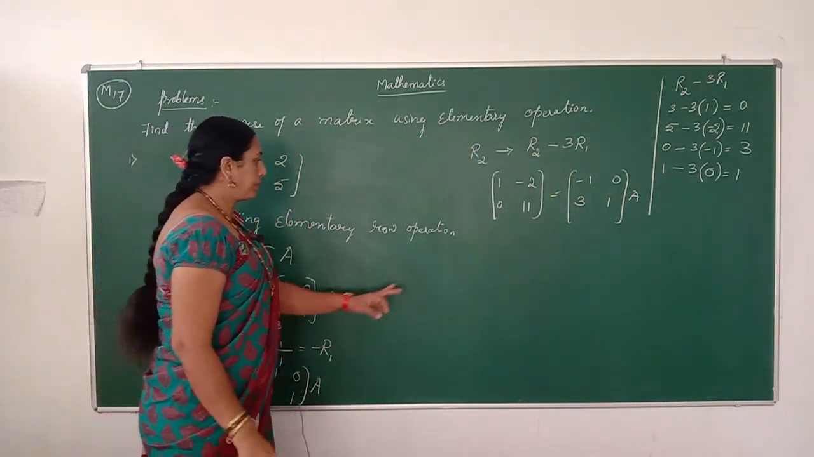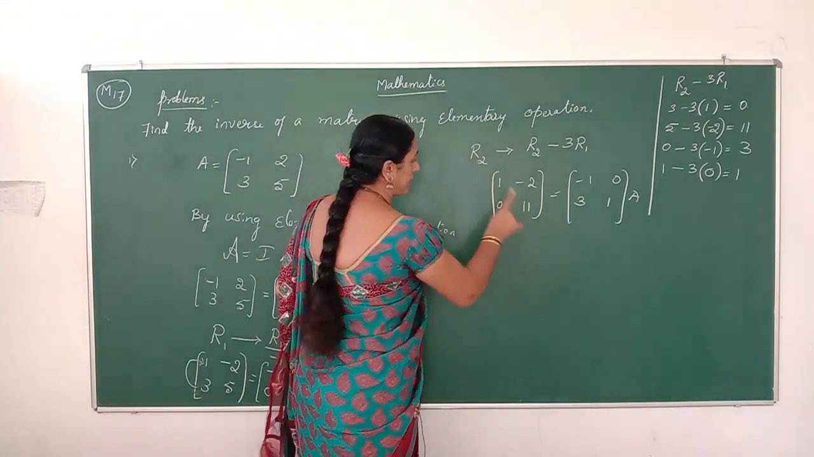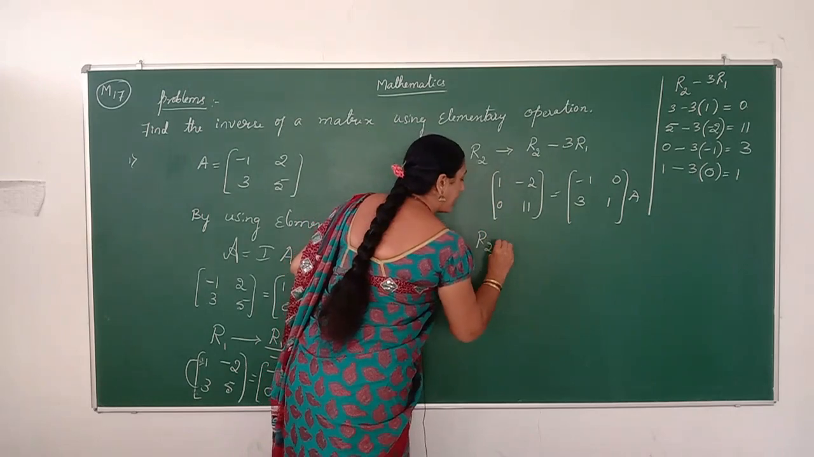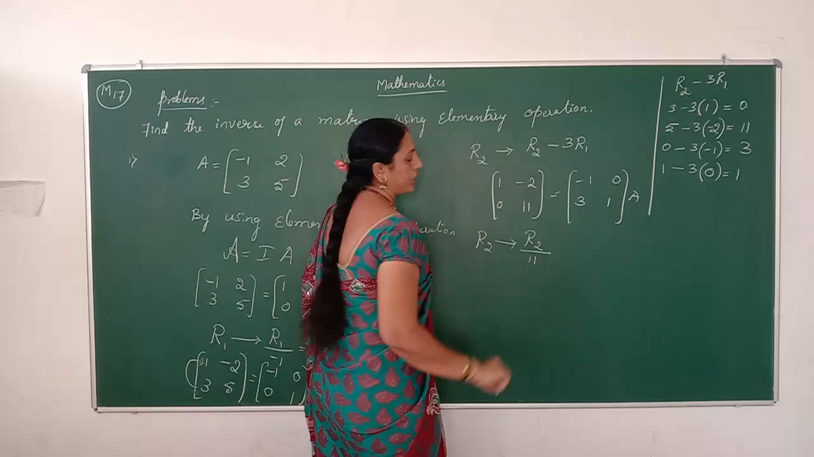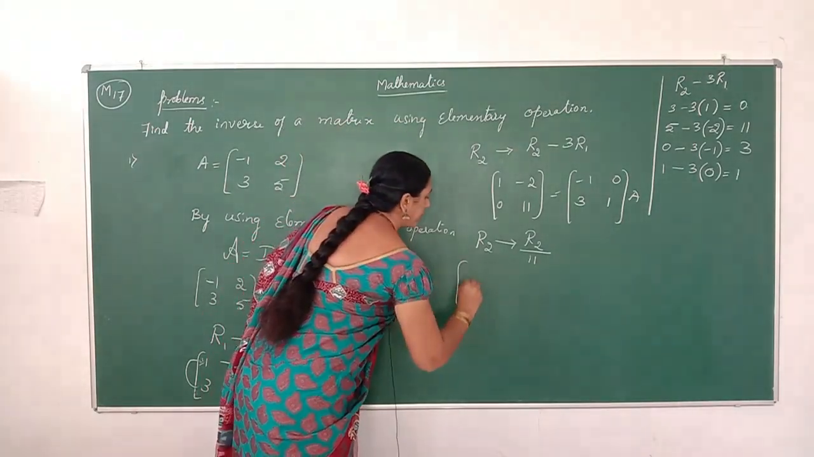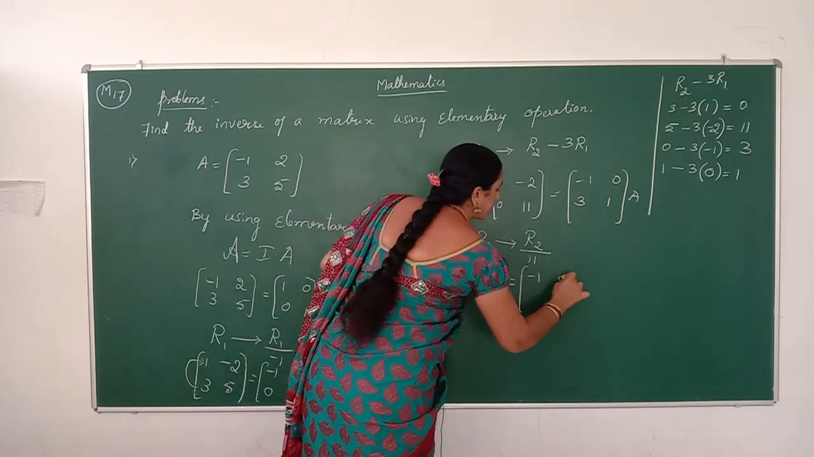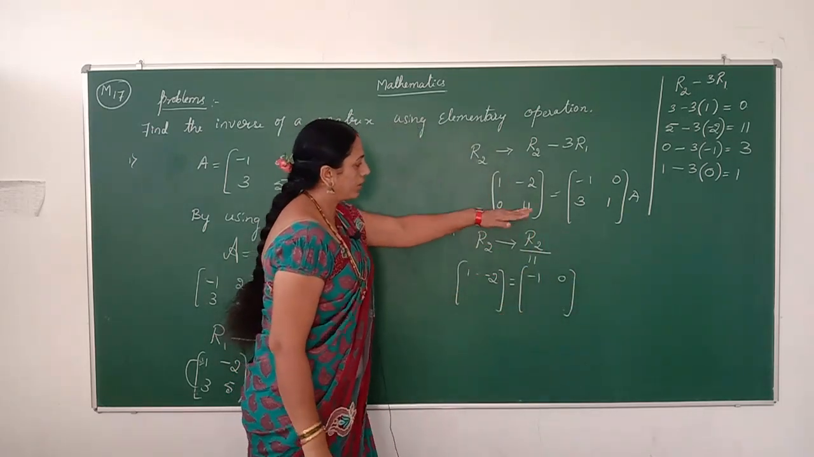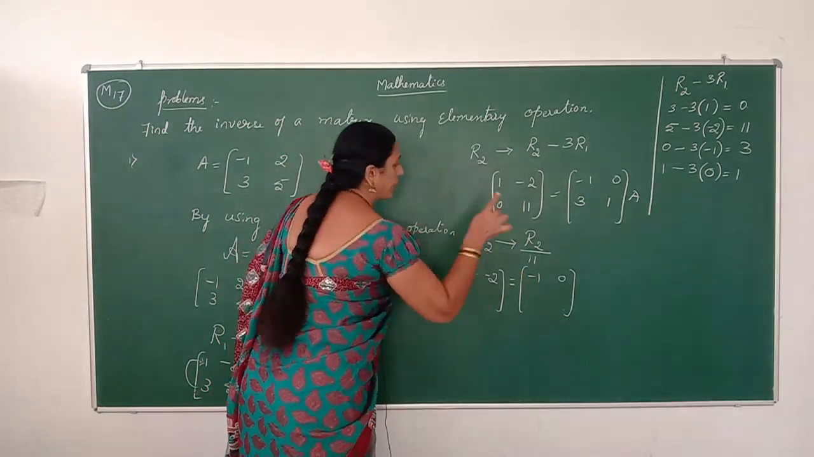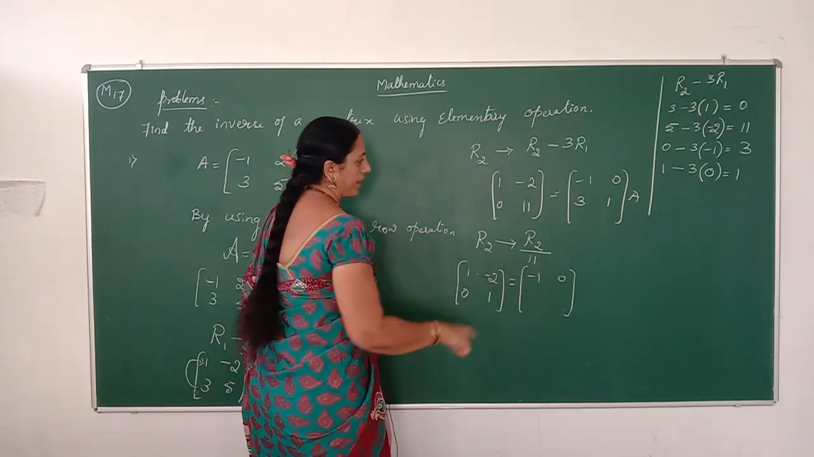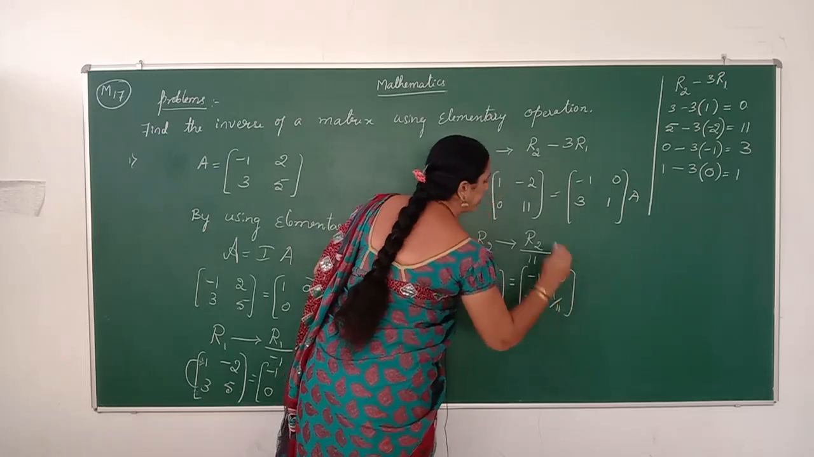Now the third place is 11. So 11 can be reduced to the identity element, which is 1. Therefore, R2 can be changed with R2 divided by 11. The first row does not alter: 1, minus 2, minus 1, 0. But in the second row, all these elements are divided by 11: 0 by 11 is 0, 11 by 11 is 1, 3 divided by 11, and 1 divided by 11.